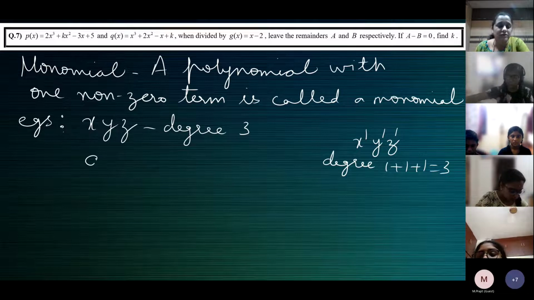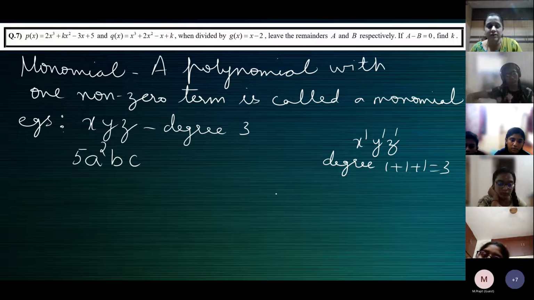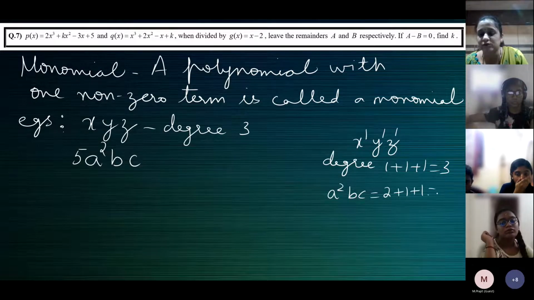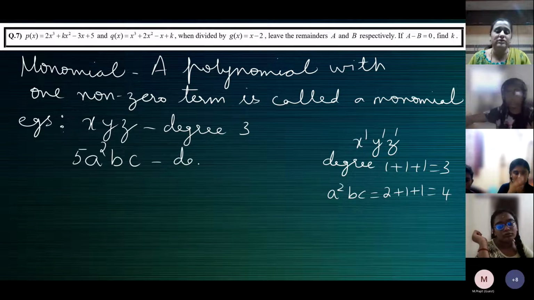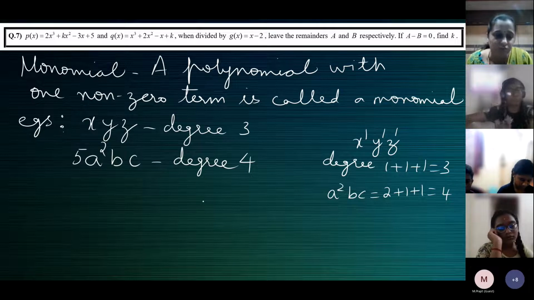Now consider the monomial 5a square bc. 5a square bc is also a monomial, another example of a monomial. What is the degree of this monomial? This is only one term. That's why it's called a monomial. The variables are a square, b, c. The sum of the powers 2 plus 1 plus 1 is equal to 4. So the degree of this monomial is 4.